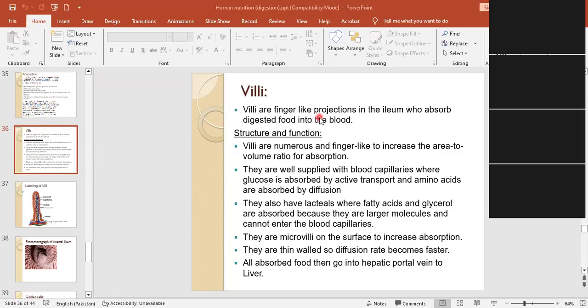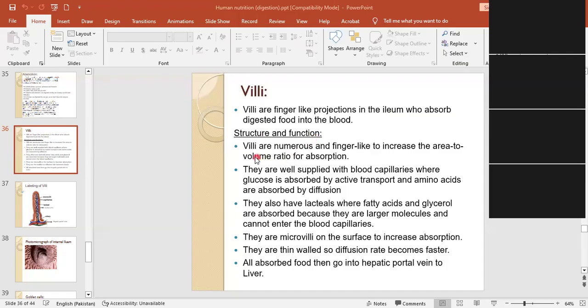Okay, and because of that, there are millions of villi in your small intestine. So finger-like projections present in the ileum, we have to be specific where the villi are present. They are present in the ileum. Okay, who absorbs the digested food into the blood? The food has been digested now. The nutrients are ready to be absorbed into the blood. And how do they do it? The structure and the function.